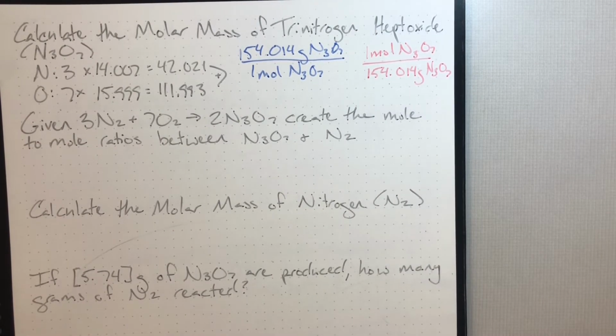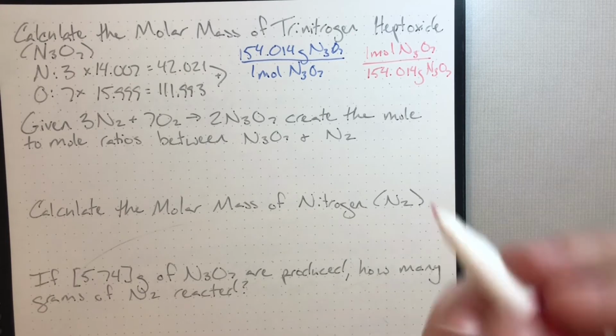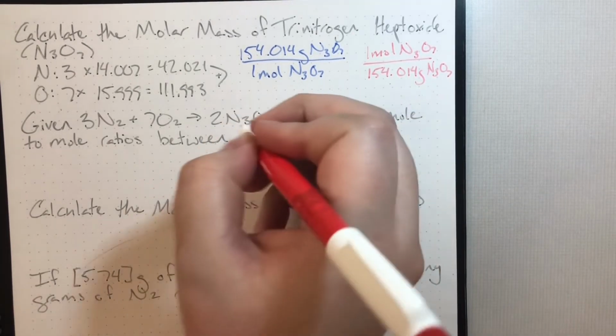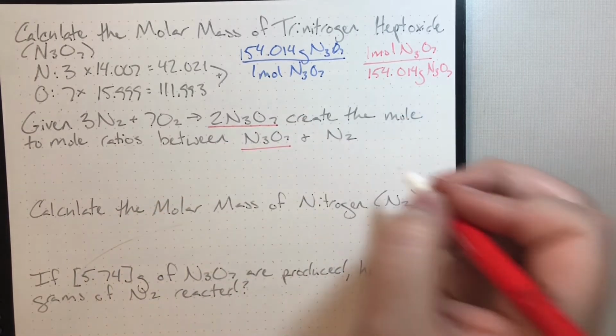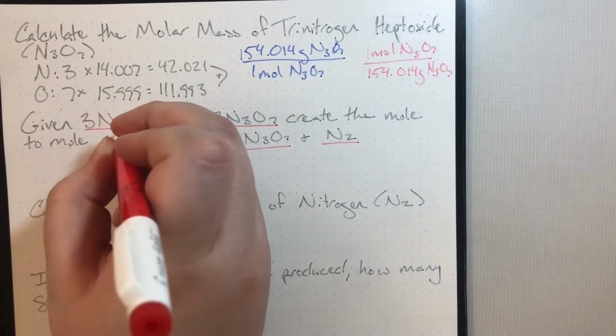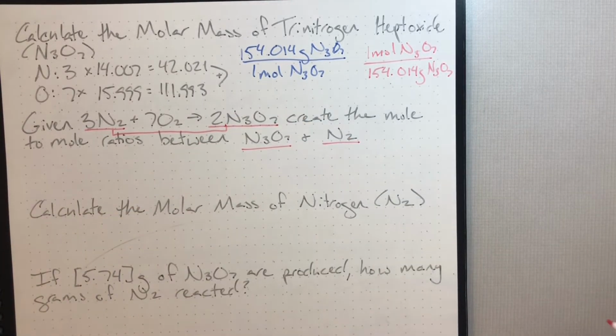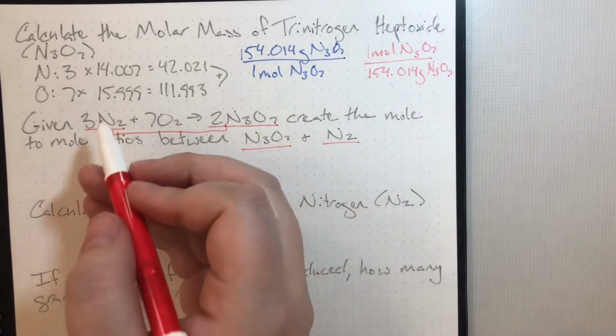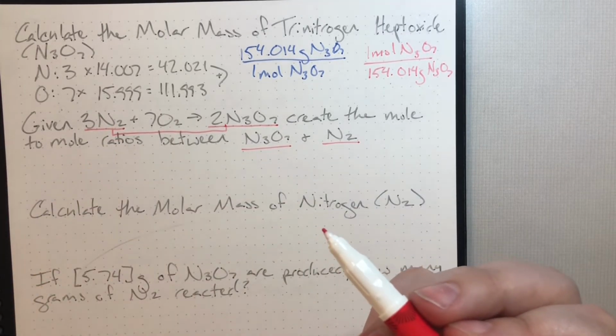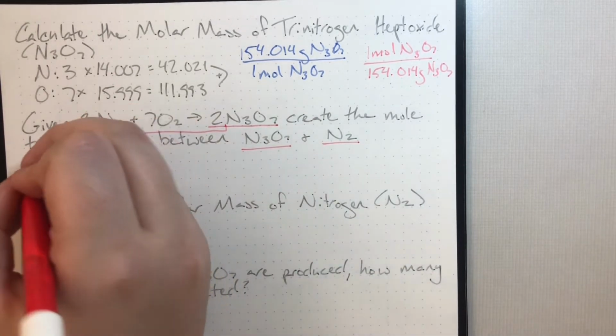Given 3 nitrogens being added to 7 oxygens going to 2 trinitrogen heptoxides, create the mole ratios between trinitrogen heptoxide and nitrogen. I will identify the molecules of interest from the problem and underline them in the equation. Once I have done that, I will go ahead and visually connect them before creating the mole ratios. To create the mole ratios, I will reference the coefficient in front of each compound. Coefficient in front of nitrogen is 3.